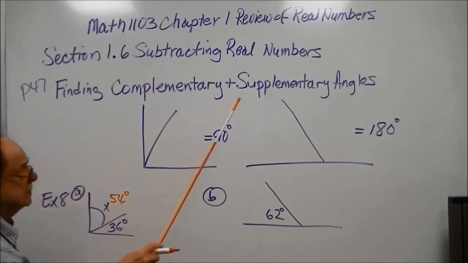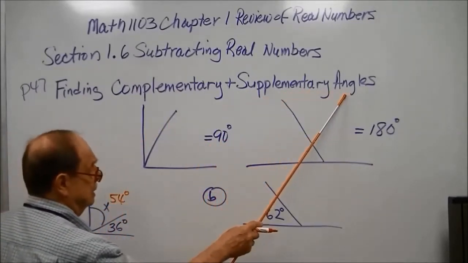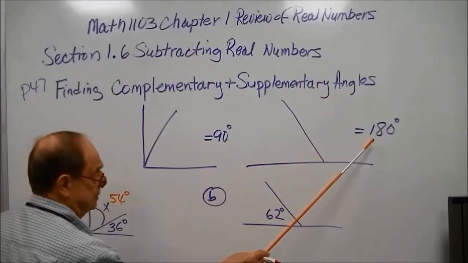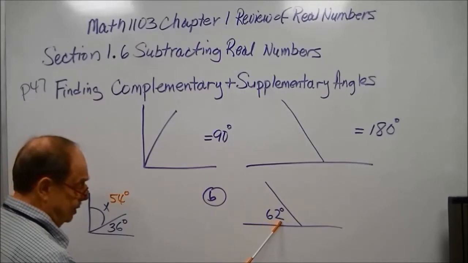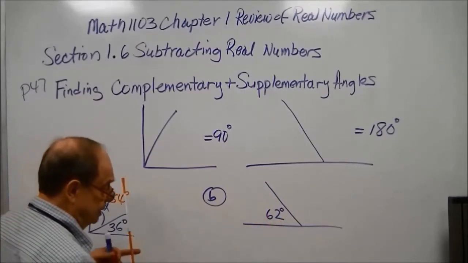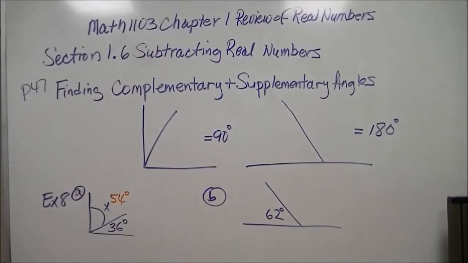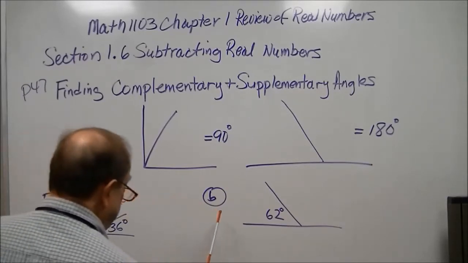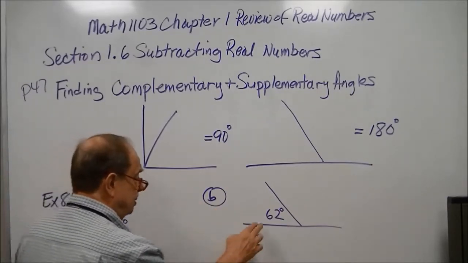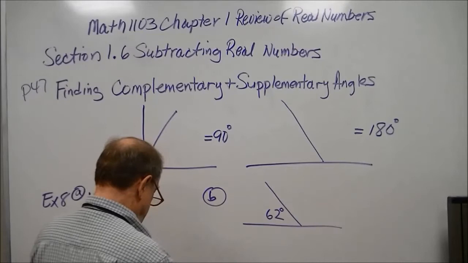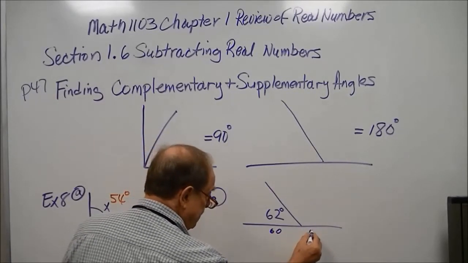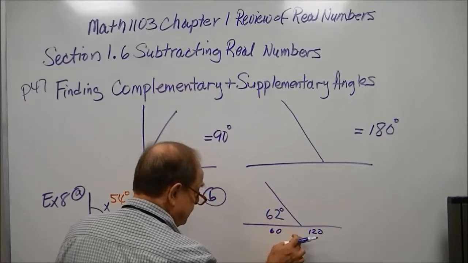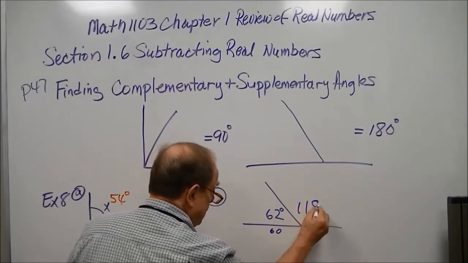Now, for supplementary angles, their sum is 180. So if this angle were 62, and for part B, the supplement of this, mentally I was thinking if this were 60, a supplement would be 120, so 2 less, this would be 118.